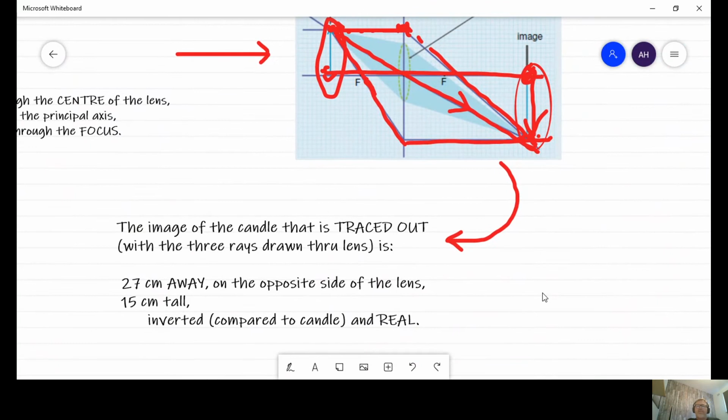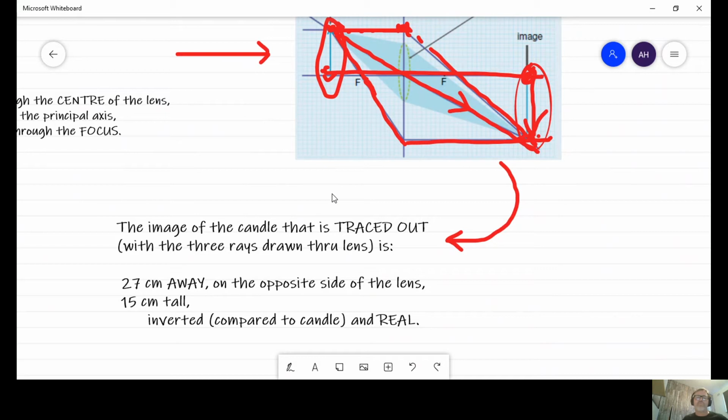And if you used your scale exactly right and measured correctly, the image that I traced out will be 27 centimeters away on the other side of the lens. So it's actually a real image. That's how we know it's real, because it's on the other side of the lens. 27 centimeters away, and it will be 15 centimeters tall, upside down. That is, inverted compared to the direction of the candle.